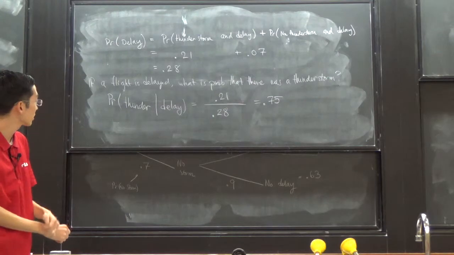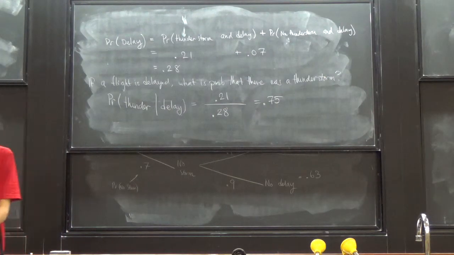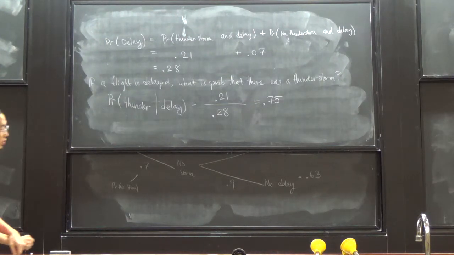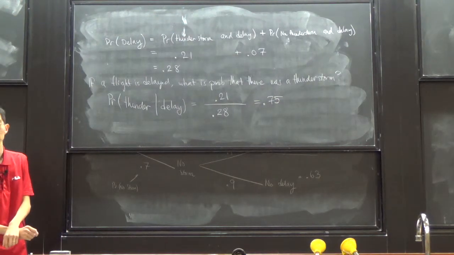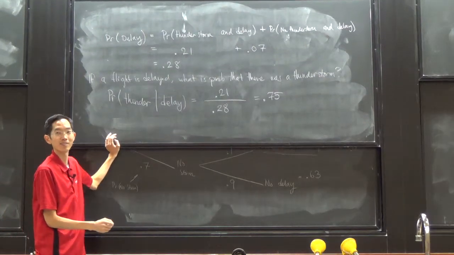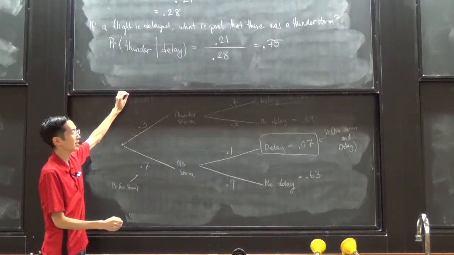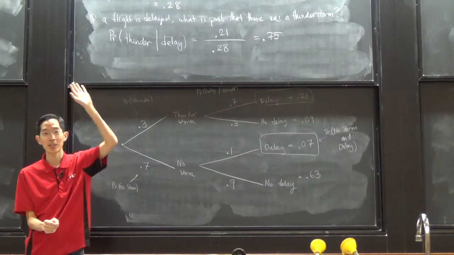So if there has been a delay, what's the probability that there was a thunderstorm? I would do 0.21 divided by 0.28, and that is equal to 0.75. Is that totally confusing, or does that kind of make sense? Who's lost? Anyone lost?